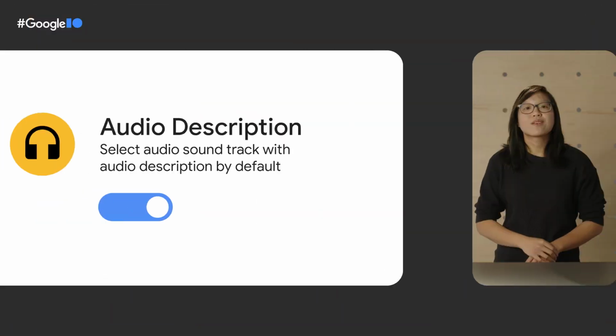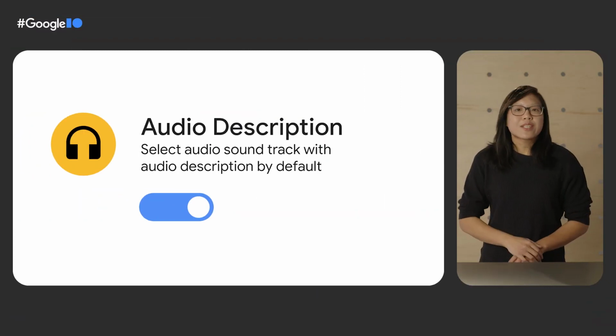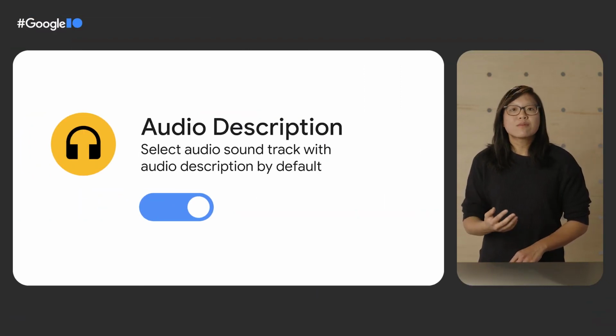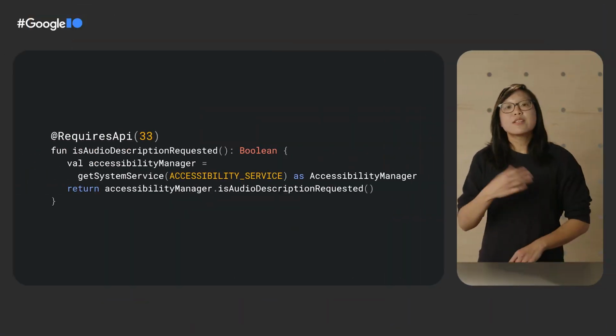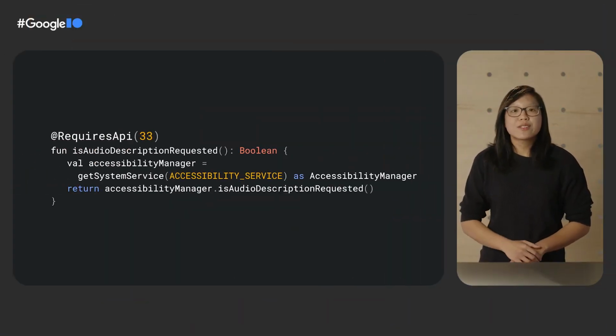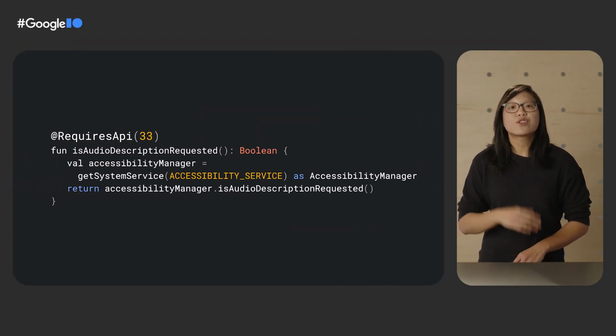Starting in Android T, there is now a global preference that users can turn on to enable audio description by default. With this default setting, users no longer need to change the audio track for every video consumed and can have a more unified experience across all apps, especially when consuming content on TV. This means that if your app serves video content with descriptive audio tracks, you should now utilize the Is Audio Description Requested API to determine whether the user prefers to play video content with the audio description track.